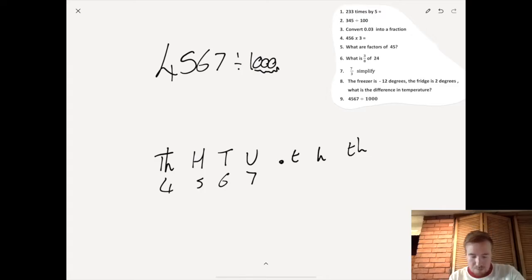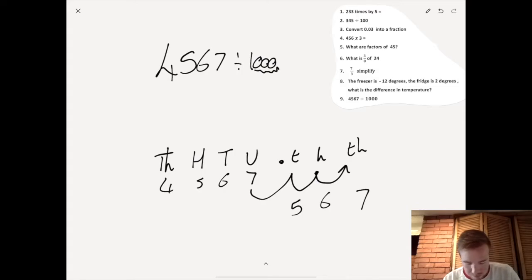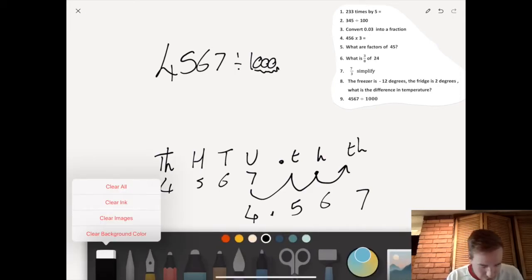Divided by 1,000. So take the units, tens, 100, 1,000, or tenths, hundredths, thousandths. What I was saying there was divided by 10, divided by 100, divided by 1,000. So your units, your 7, is suddenly in the thousandth column, which means 6 will be in the hundredths, your 5 will be in the tenths, and your 4 will now be in the units. So it's 4.567.